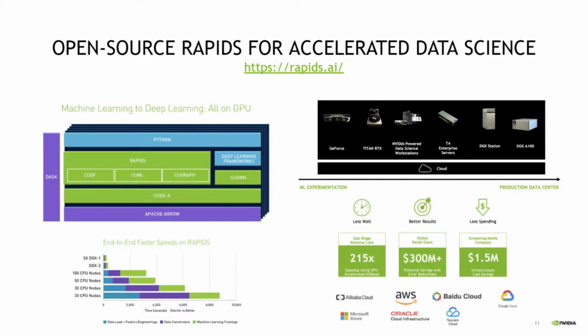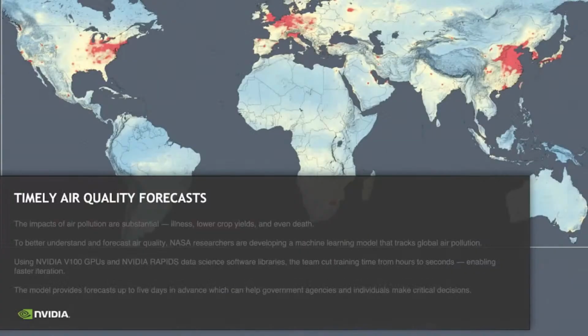Next slide, please. This is just an example that NASA is using Rapids as well, but you're welcome to read it after the meetup. I'll jump to the next section, please.